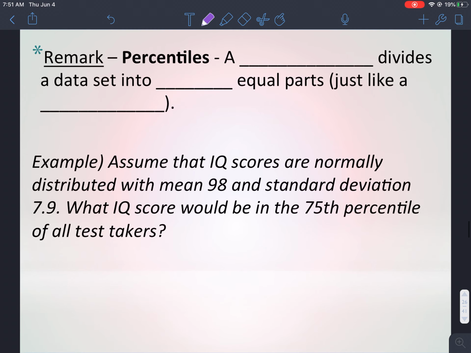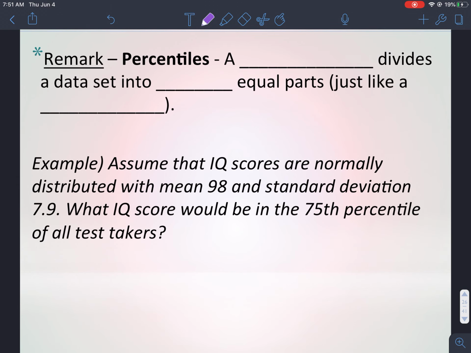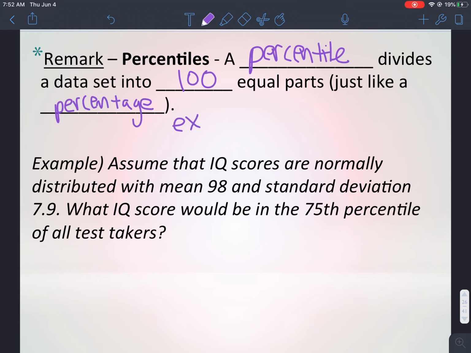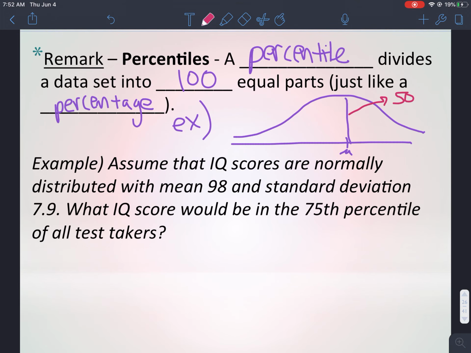So that leads us to our next topic, percentiles. A percentile divides a data set into, you guessed it, 100 equal parts, just like a percentage. As a small example, I'll draw a bell curve where the mean is directly in the middle. And that would mean that the mean represents the 50th percentile.